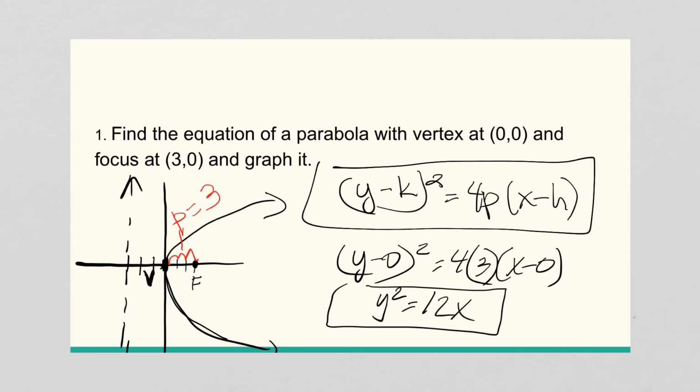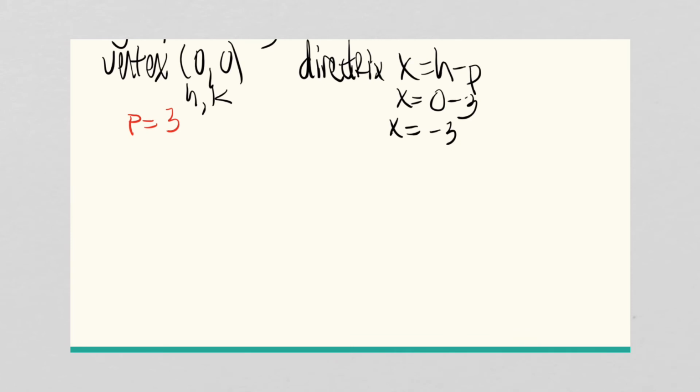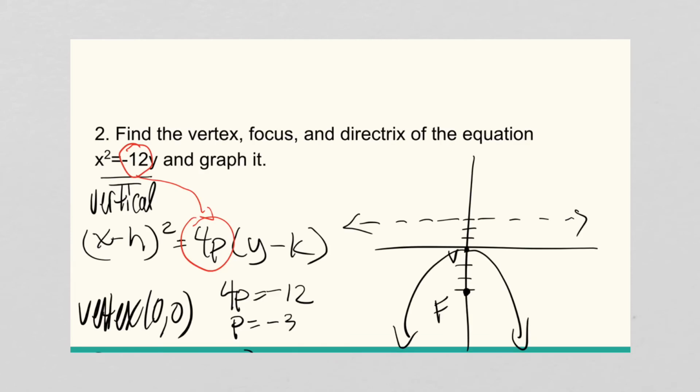I'm writing down the formula, and I'm plugging in all the information I know. We know the vertex there is 0, 0. That's the H and the K. We know the focus here is 3, 0. We know that to get the P, that's that distance from the vertex to the focus. So that's 3 boxes. So I'm plugging in 4 times 3 to get 12. So my equation for this parabola is y squared equals 12x. All right, let's move on to the next one.